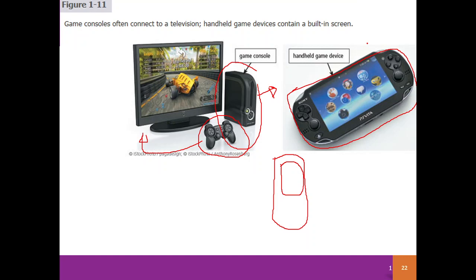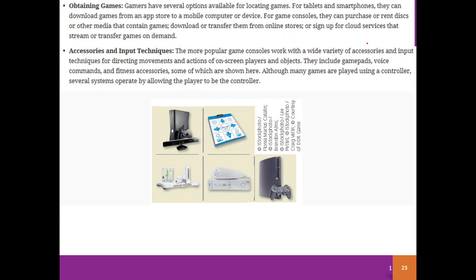Now, this is just an introduction. These are the computing devices that you are constantly interacting with on a daily basis. And you know how to obtain games and apps. If you are using your smartphone or tablets, you can go to the App Store or Google Play, and from there you can download games. For game consoles, like PlayStation and all those things, they come with some pre-installed games, and then you can download new games for them or buy new games for them on DVDs or rent them out. So this is how you can do that.